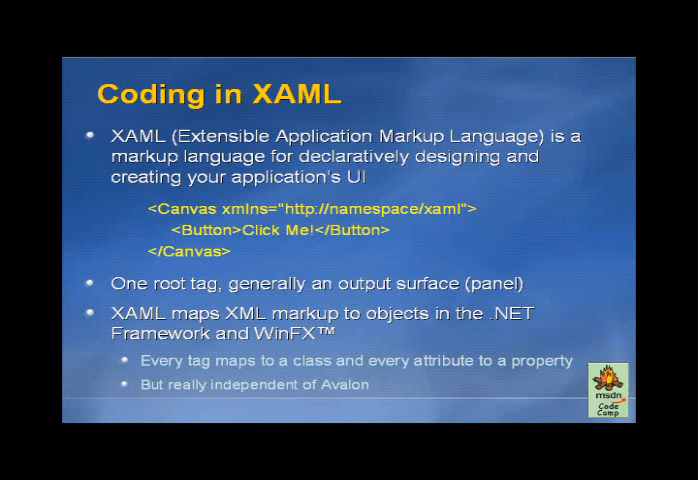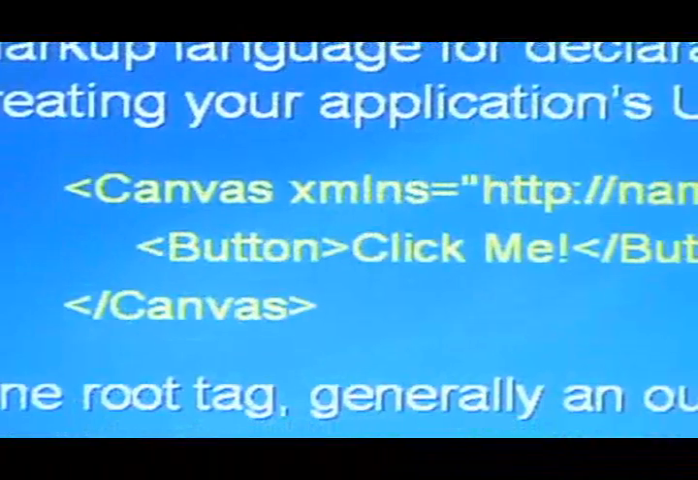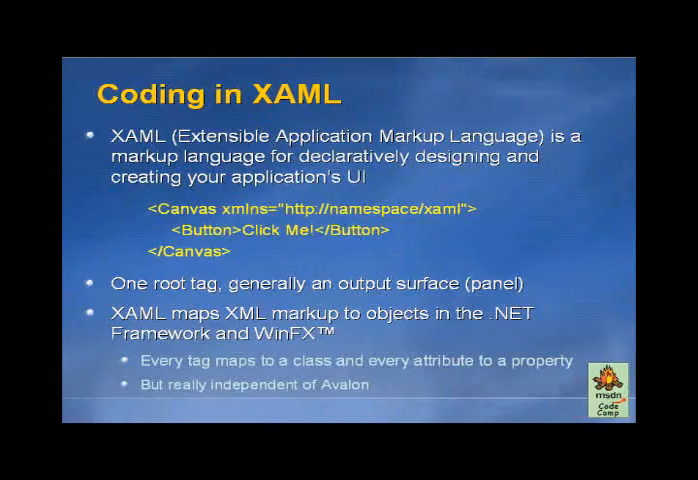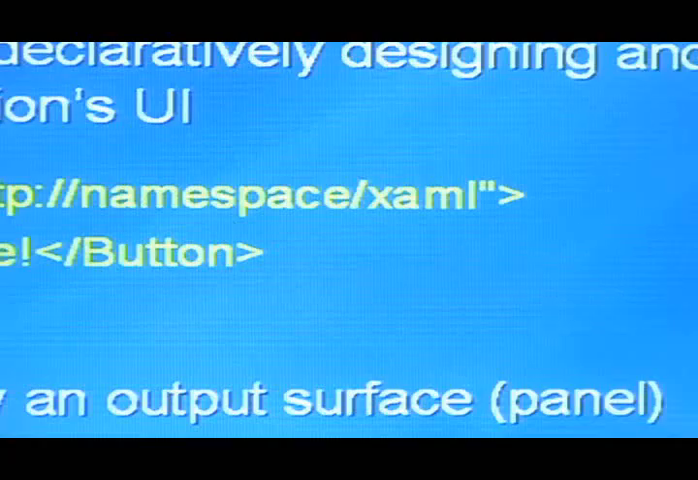XAML stands for Extensible Application Markup Language. It's the markup language for declaratively designing and creating your application's UI. So you see a little snippet here in yellow. It's got a button that just displays in the form, very simple. XAML, for every screen of stuff, every page in a browser, every screen on a standalone window, requires one root tag for the XAML. And that's generally an output service.